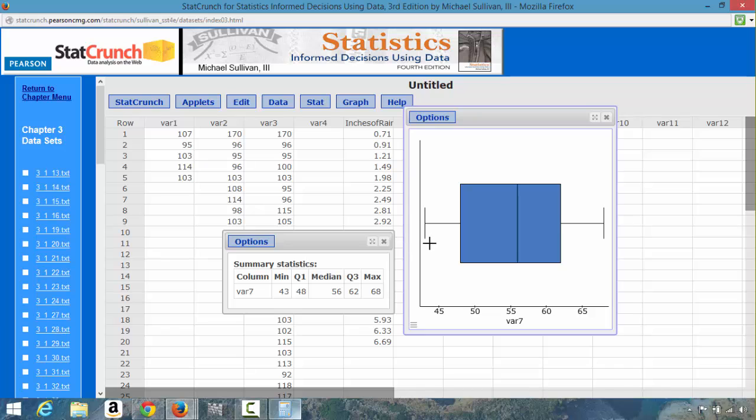So the left whisker is equal to the right whisker, approximately. Okay? And this is roughly symmetric. And if you point your mouse on it, it tells you the interquartile range, the lower limit, which is the minimum. The upper limit is the maximum. It gives you the 5-number summary if you point your mouse at it.